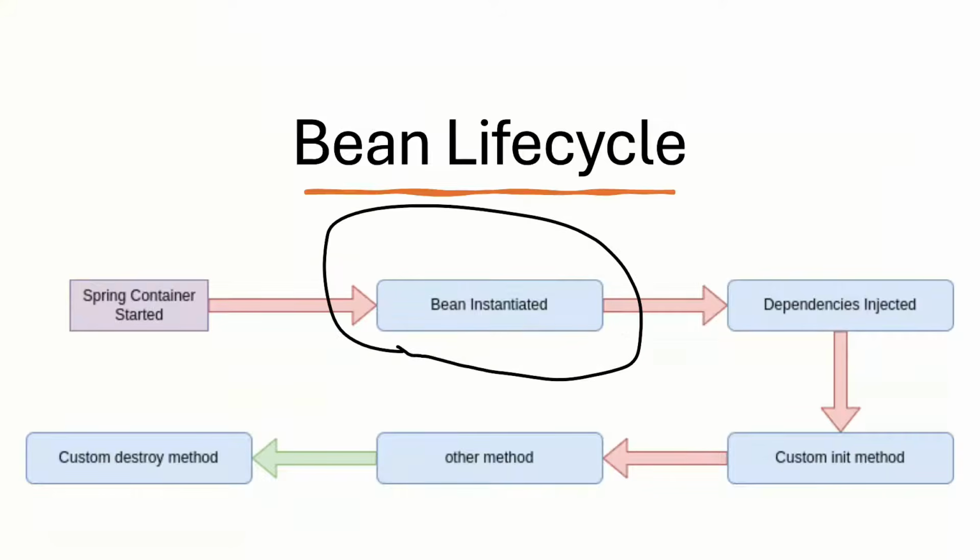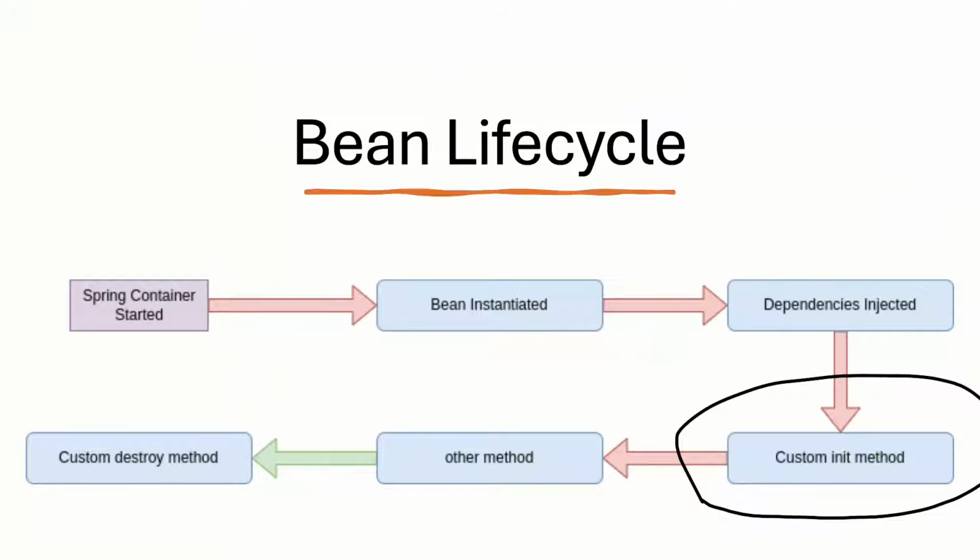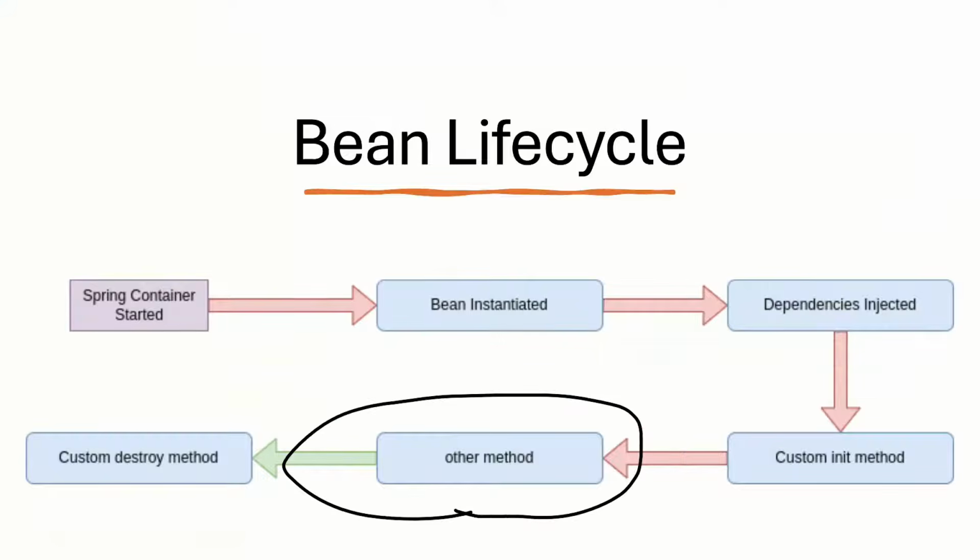The constructor specified in the bean definition is called, creating a new instance. Post-instantiation, the container injects necessary dependencies into the bean through constructor arguments or setter methods. Next, if specified, a custom initialization method runs. This is often annotated with @PostConstruct and handles any setup required before the bean is ready for use. The bean is now active and performs its intended functions, whether that's data handling, web request processing, or other tasks.